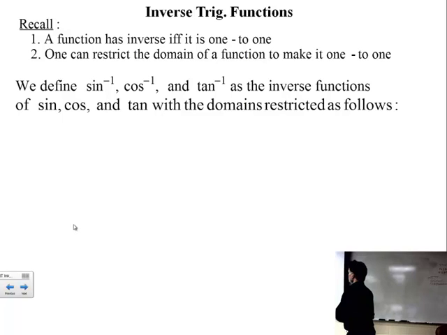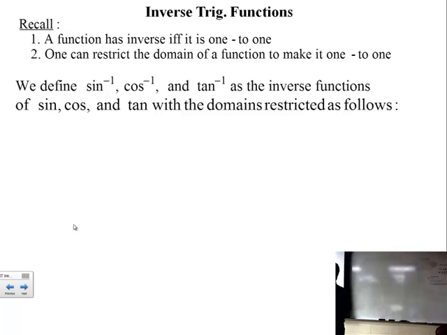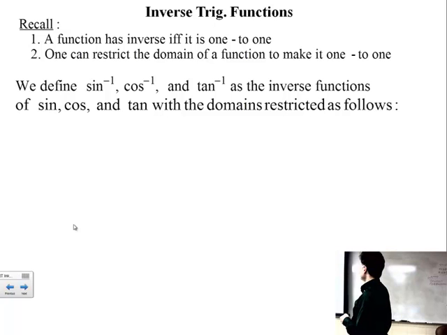So let's recall from day one, a function has an inverse if it's 1-to-1. So the inverse function sort of cancels out the action of the function. So a function has an inverse if and only if it's 1-to-1. Now, if it's not 1-to-1, we can always restrict the domain to make it 1-to-1. So we restrict the domain so that we take out any collisions that there are. Collisions are what make it not 1-to-1.